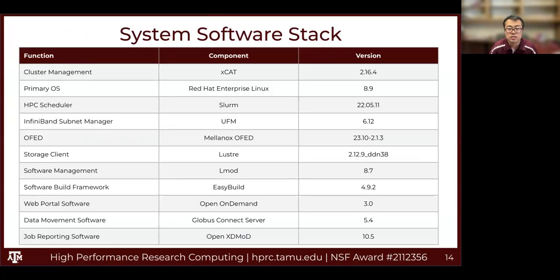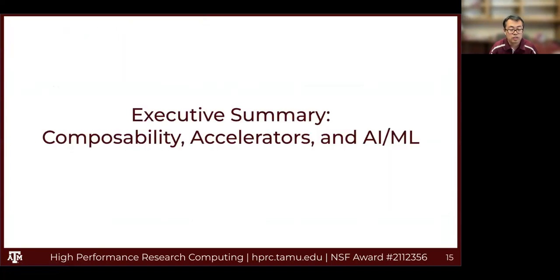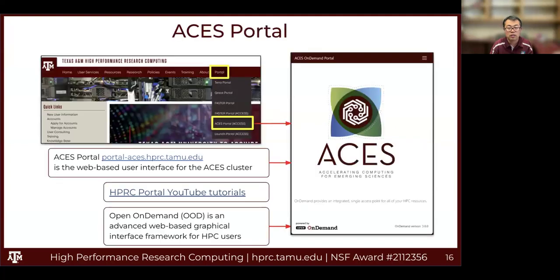I will skip this system software stack. So just a brief summary: ACES and FASTER are composable computing platforms. They have various types of accelerators for users to use for their numerical simulations or AI/ML workloads. So this is basically what we have gone through by now.